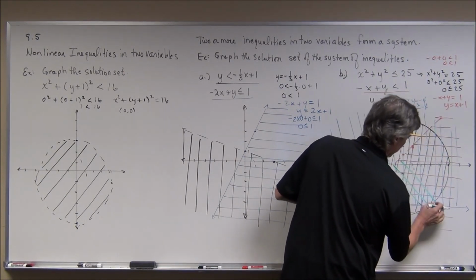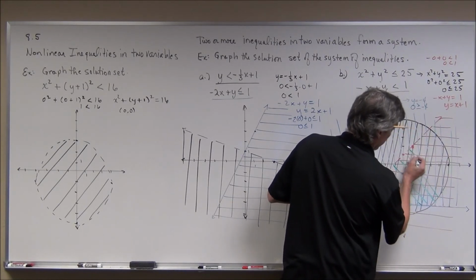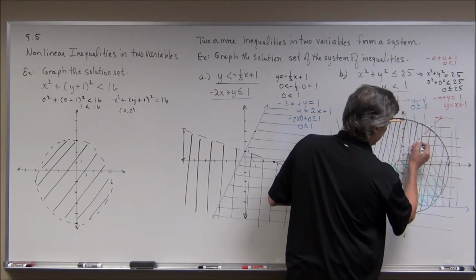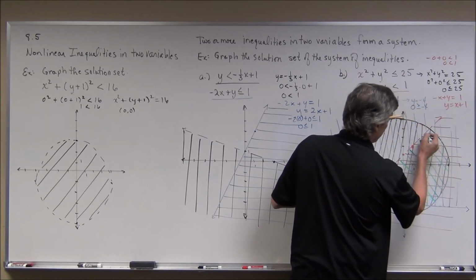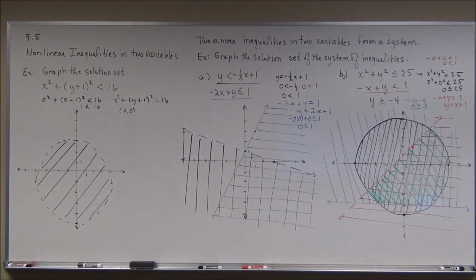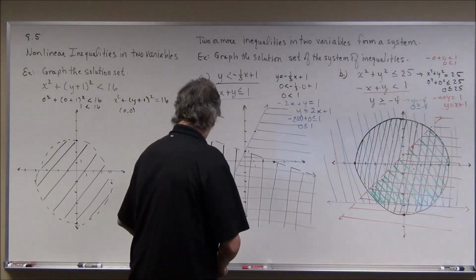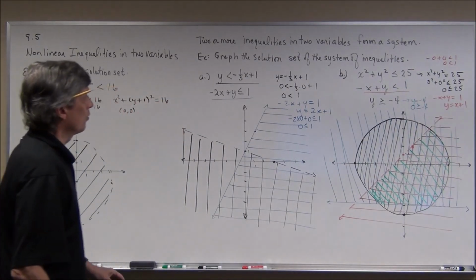And, whoops, went a little too far there. And you can see where the three graphs overlap. That's kind of emphasized there with the green ink. And that would represent the solution to this system of three inequalities that involve two variables, two of them linear, one of them nonlinear.